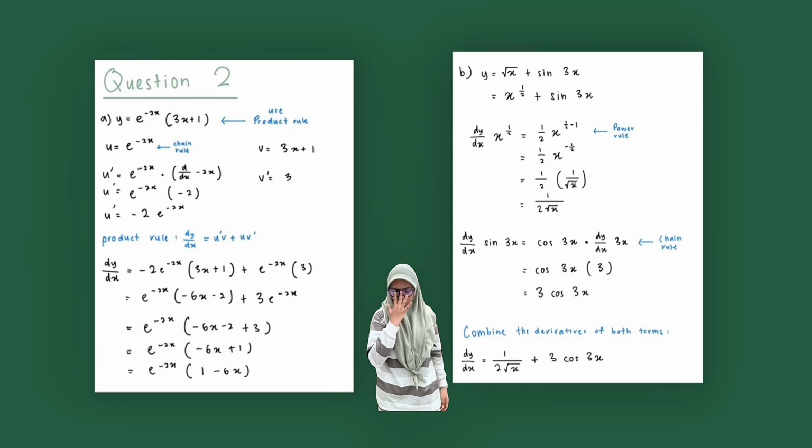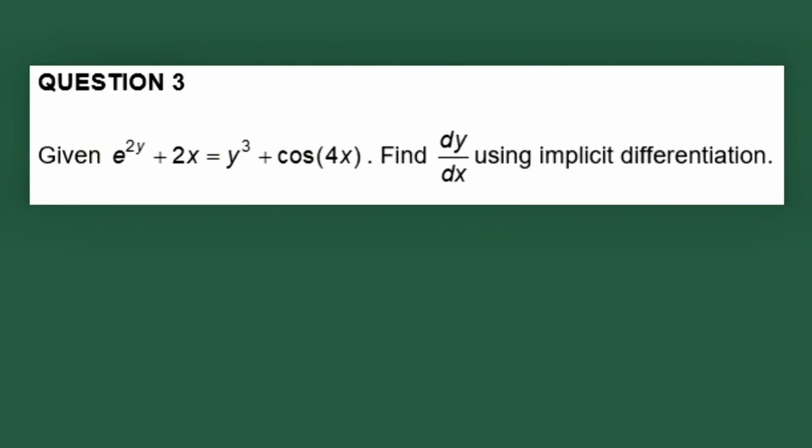Then the last step is to combine the derivative of both terms. So the final answer will be dy over dx equals 1 over 2 square root x plus 3 cos 3x. It's easy, right?